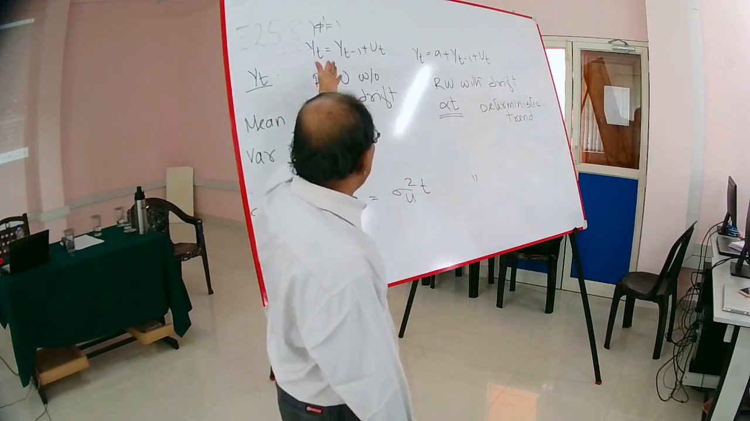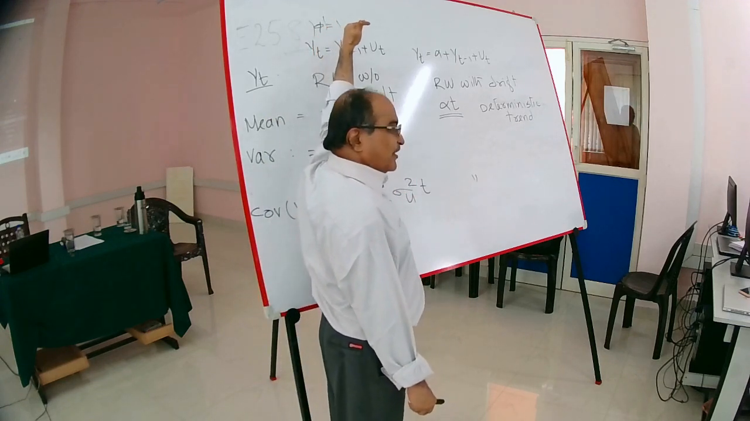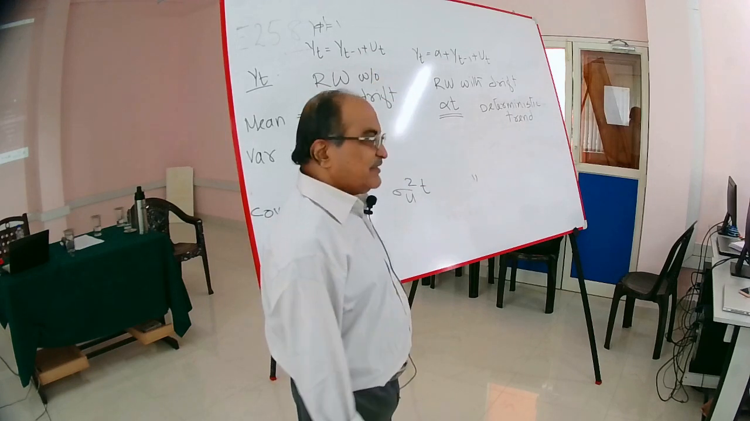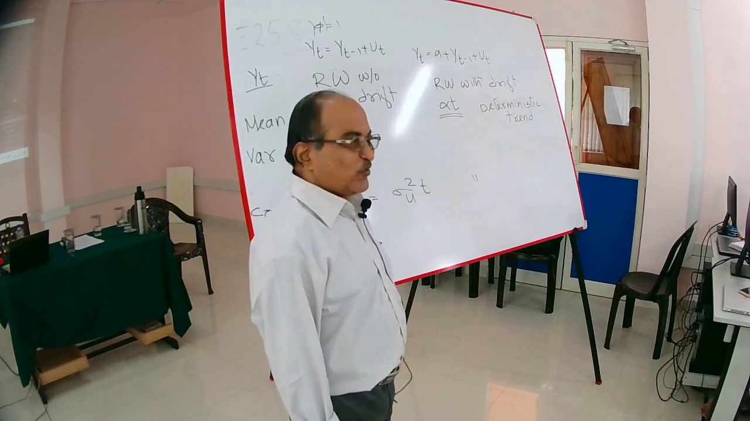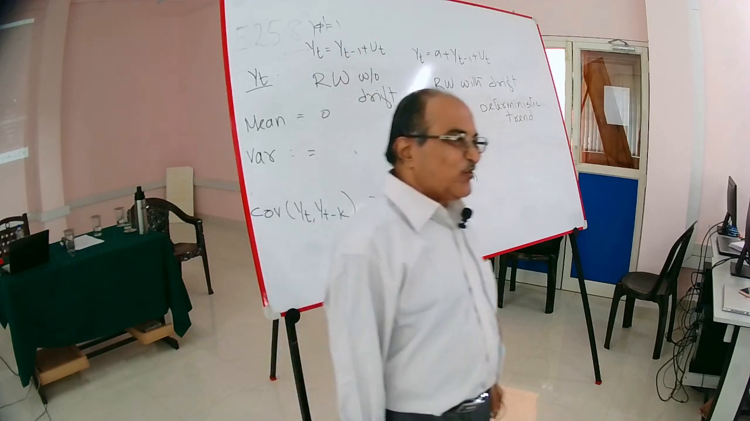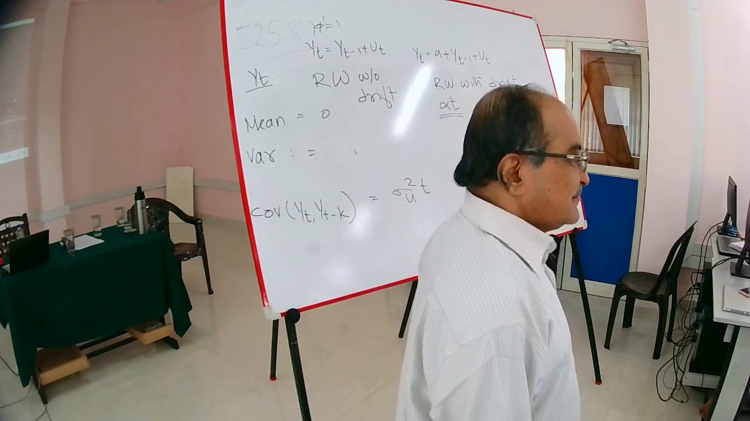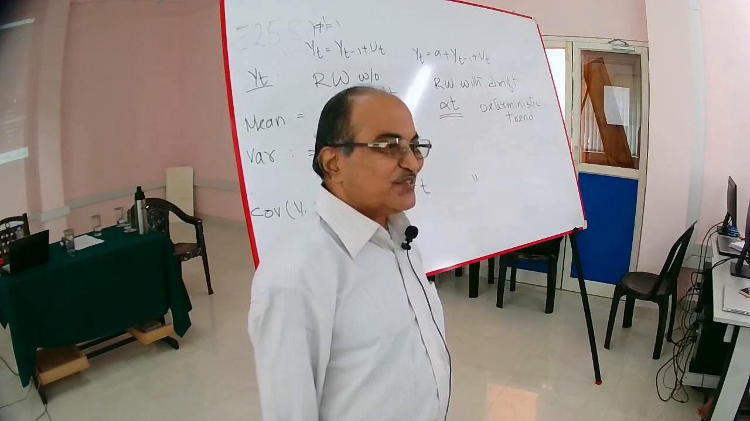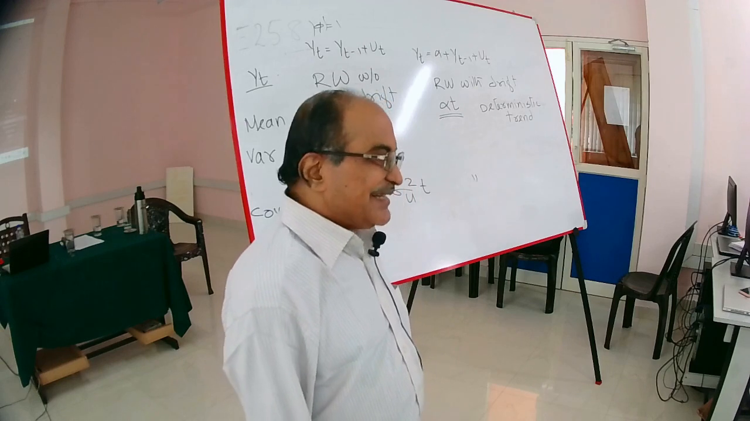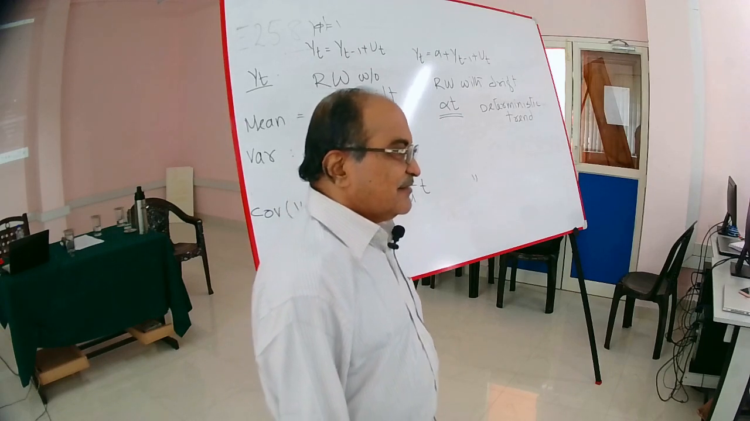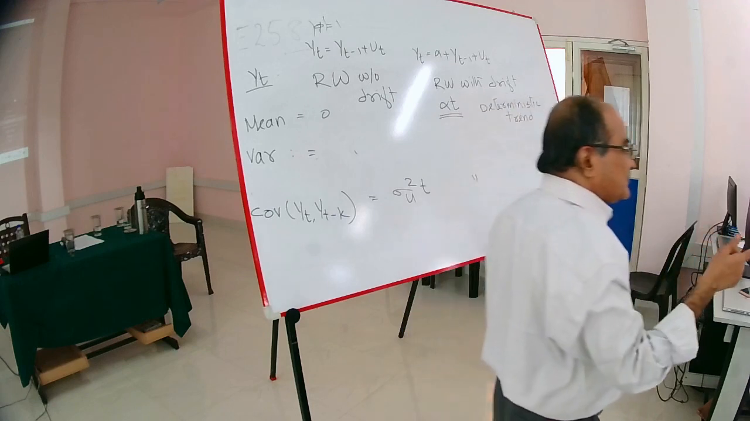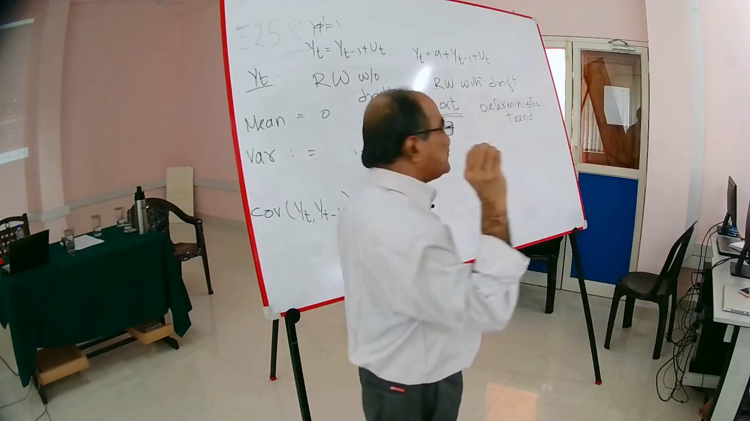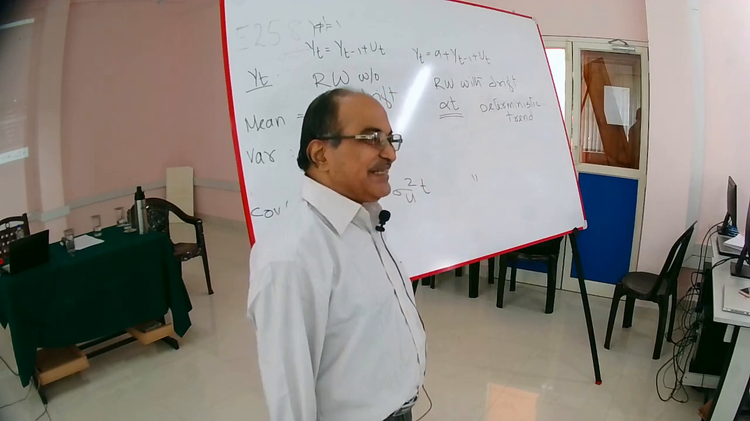So in general, whenever we have phi equals 1, the root is equal to 1, there is a unit root, then the process is a random walk. Why is it called a random walk? Why is the stock market movement assumed to be a random walk? Earlier you were told it is unpredictable, right? The movement of a random walk is unpredictable.